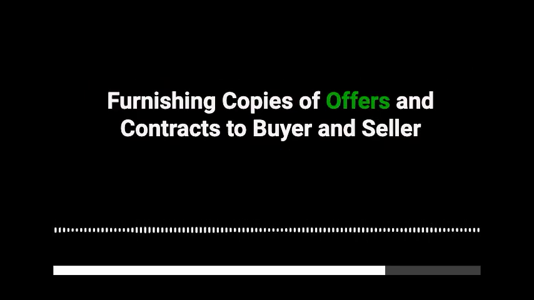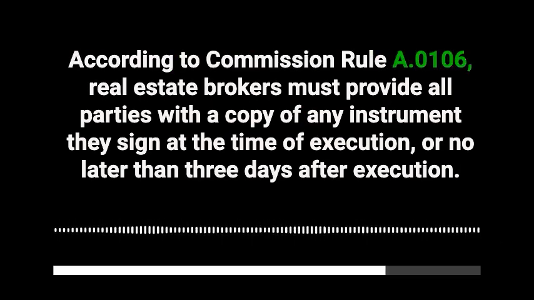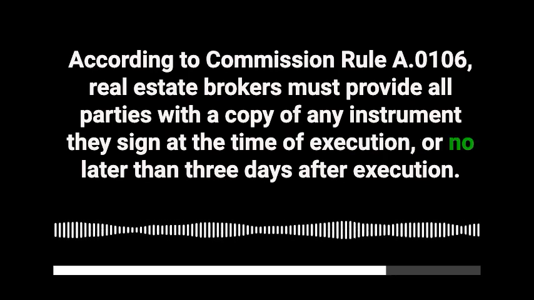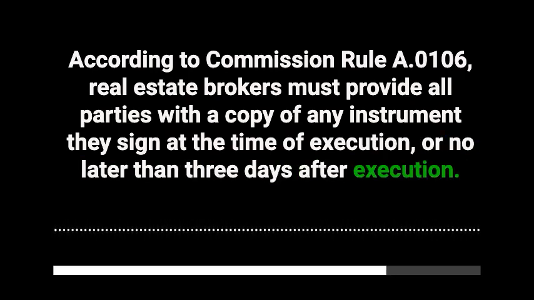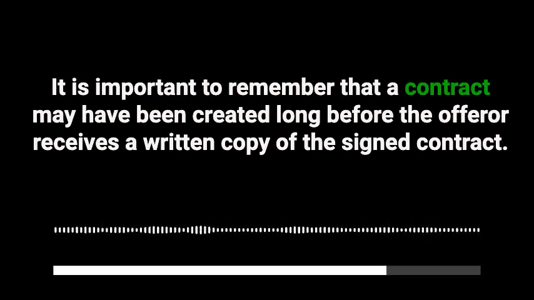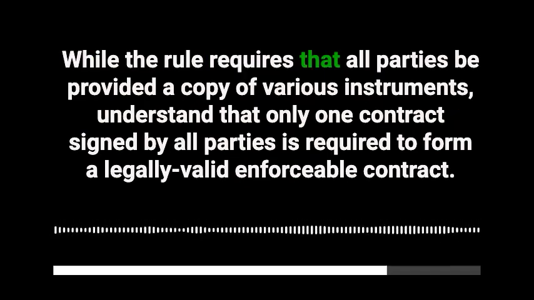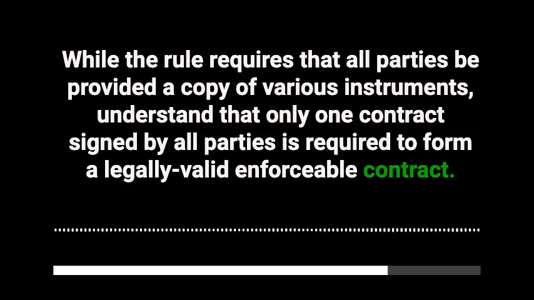Furnishing copies of offers and contracts to buyer and seller. According to Commission Rule A-106, real estate brokers must provide all parties with a copy of any instrument they sign at the time of execution, or no later than 3 days after execution. It is important to remember that a contract may have been created long before the offeror receives a written copy of the signed contract. While the rule requires that all parties be provided a copy of various instruments, understand that only one contract signed by all parties is required to form a legally valid enforceable contract.